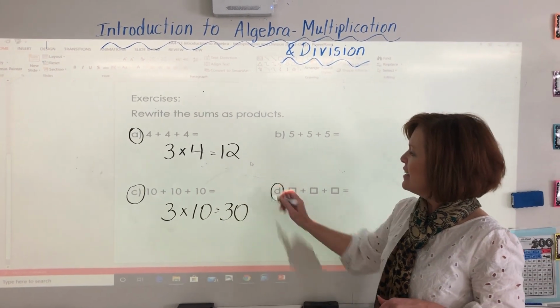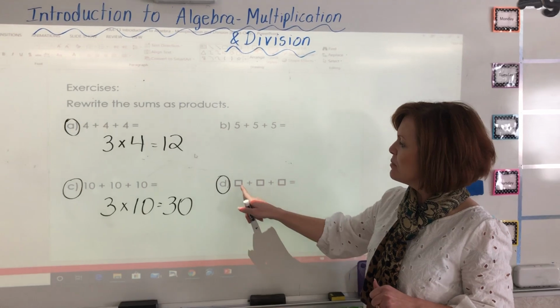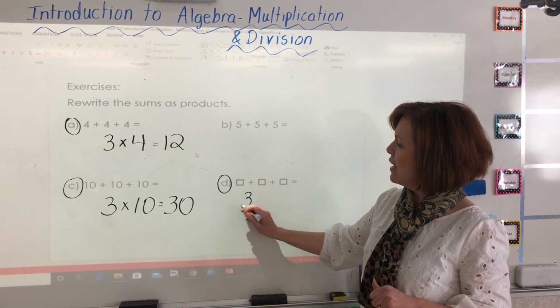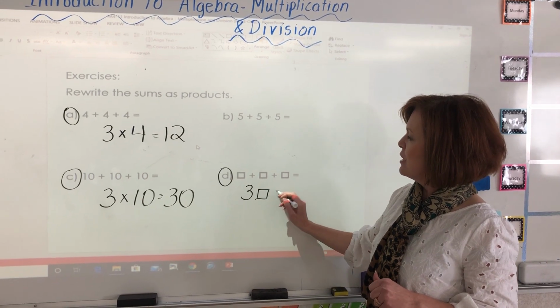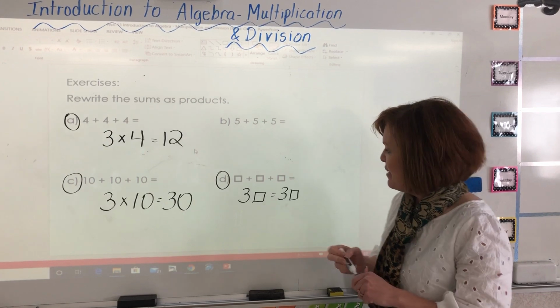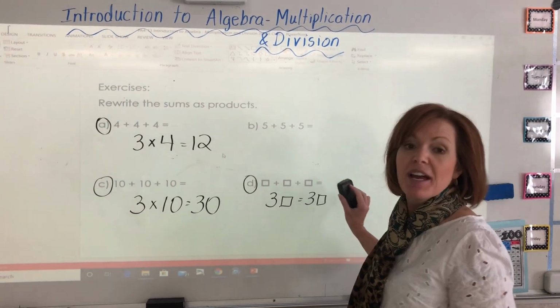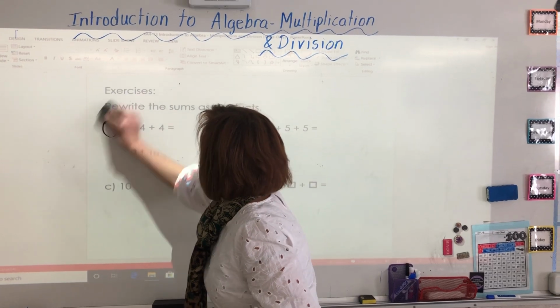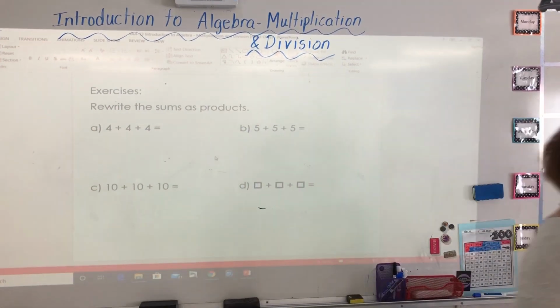And then D, here we are with algebra symbols, my square plus my square plus my square, that's 3 times the square, which is equal to 3 square. And that's that. So we will be looking at algebra and multiplication today, and division as well. We'll start with multiplication.